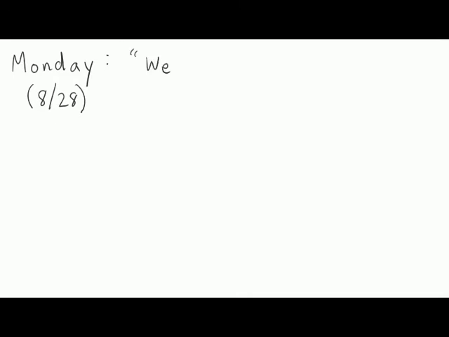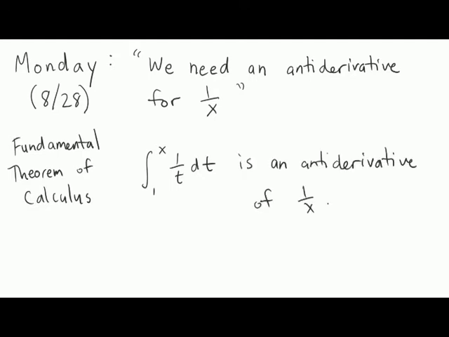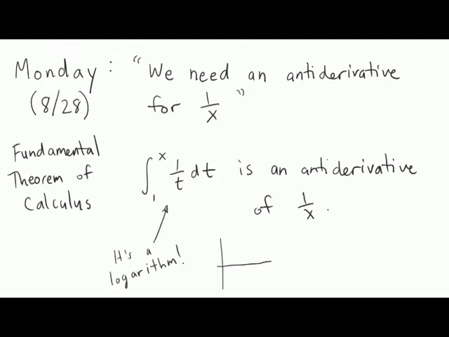On Monday, we were looking at the power rule and we came across a problem, which was that we need an antiderivative for 1 over x. We were able to answer this question using the fundamental theorem of calculus, which tells us that the integral defined function of 1 over t is an antiderivative for 1 over x. We then began to study this integral defined function, and we found out it's a logarithm.